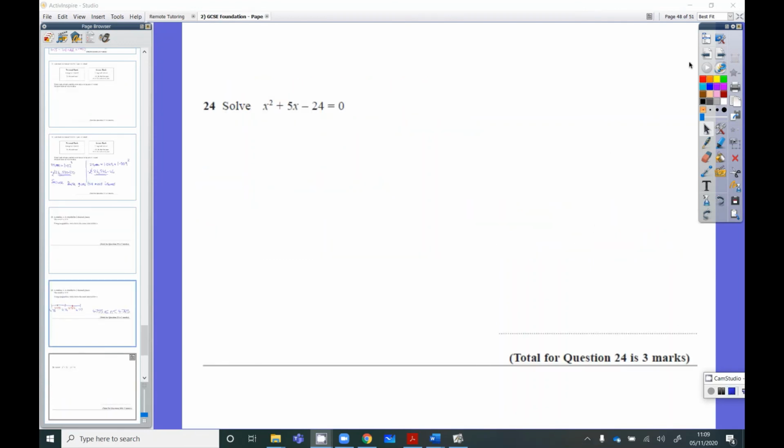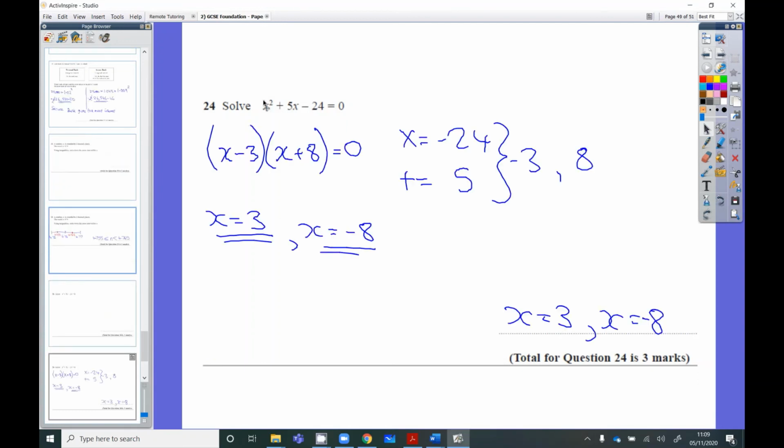Question 24. We're going to start off by factorising the left-hand side. What 2 magic numbers multiply to be the minus 24, but add to be the plus 5? That's what we've got to remember: multiplies to be minus 24, adds to be the plus 5. That's going to be a minus 3 and an 8, because minus 3 multiplied by 8 is minus 24, yet minus 3 add 8 is the plus 5. So those are our magic numbers.